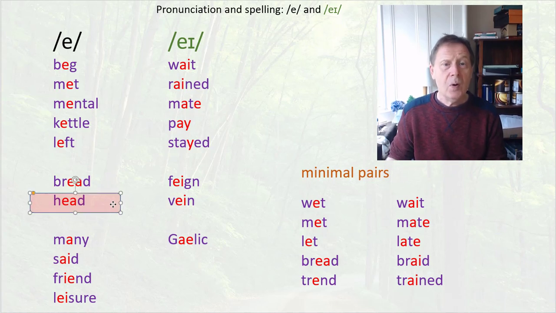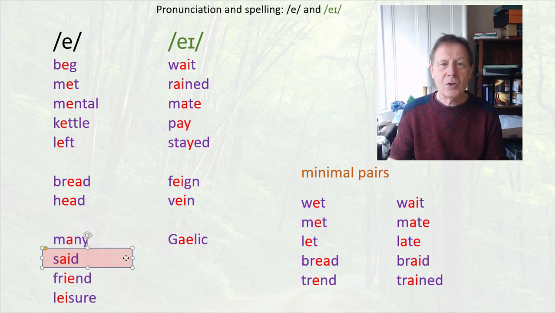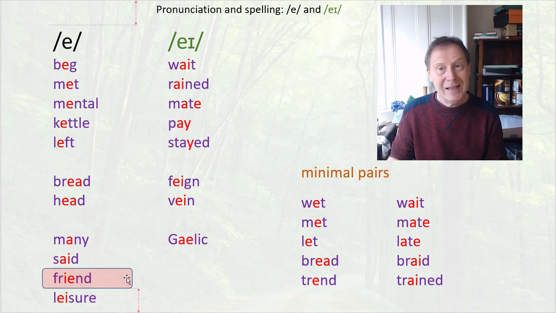And there are also irregular spellings which you don't see very often. For example, many with an A. This is very irregular. AI is also the same sound, said. And we also have this very common word, friend, with the IE spelling. And then we have an EI spelling in leisure.